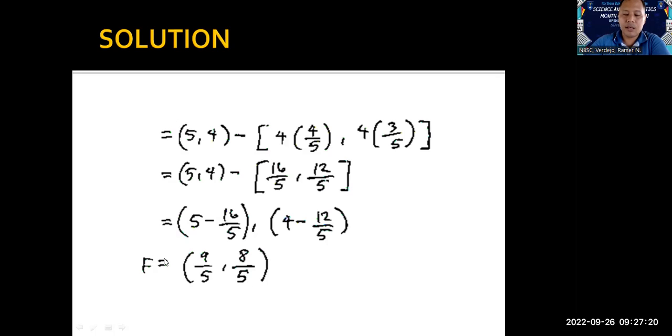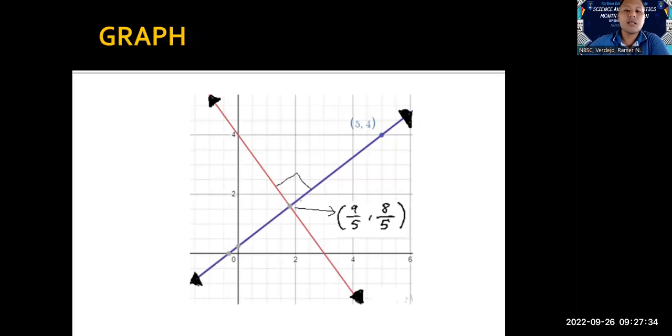This is the point where the solid line intersects with the imaginary line, and these two lines are perpendicular. Take note that the imaginary line contains that external point (5, 4). All right, so this is it. We are able to compute the foot of the perpendicular, the point of intersection, containing the coordinates, the x coordinate 9/5 and the y coordinate 8/5.